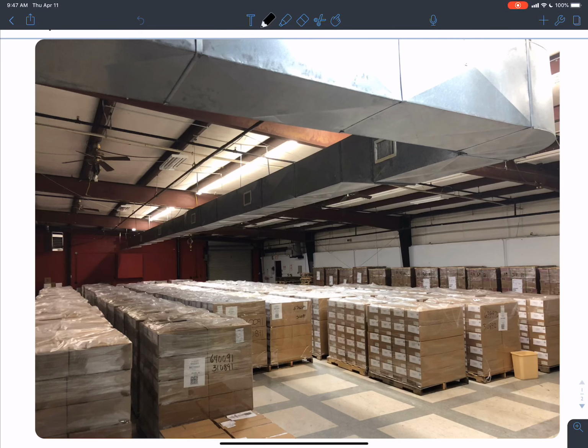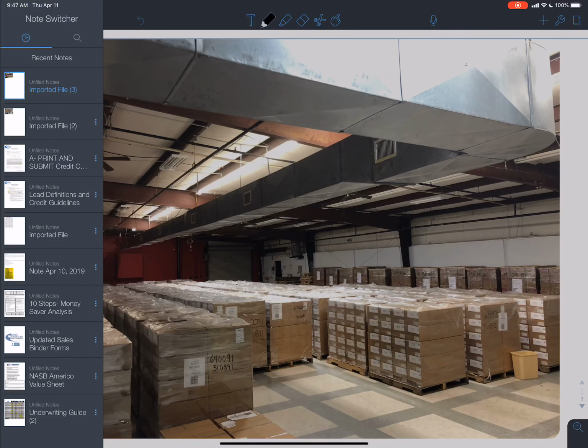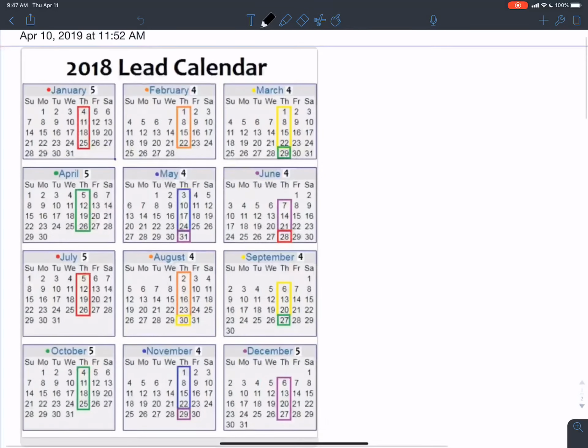Okay, the next thing I'm going to go over are the different lead types. Not a lot of companies will do this for you, but I'm straight up going to show you. Before I go to that, let me go over the lead calendar. Let me talk about how the lead orders work.